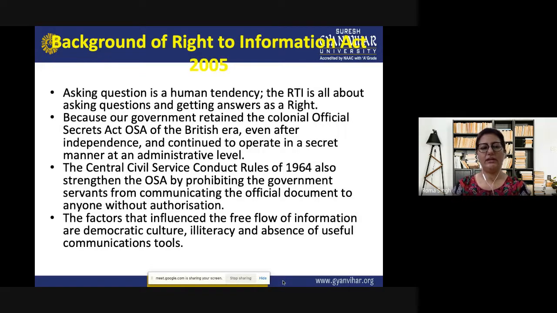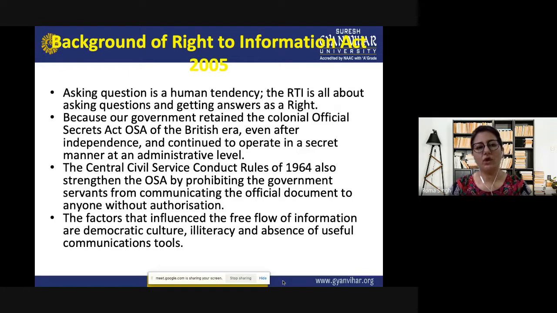So let us now take a look at the background of the Right to Information Act 2005, how the legislation took place. Asking questions is a human tendency. The RTI is all about asking questions and also getting answers to them. So these are our rights.